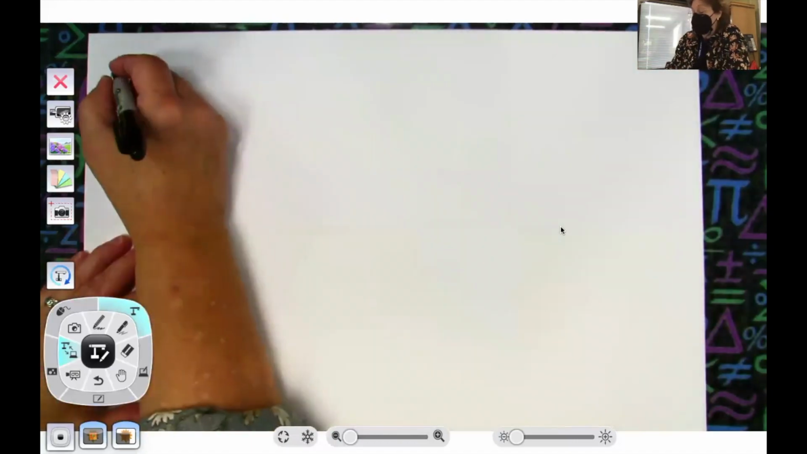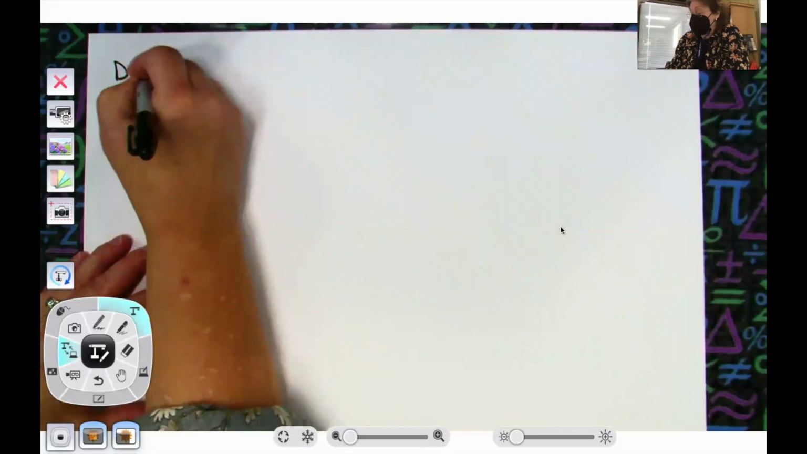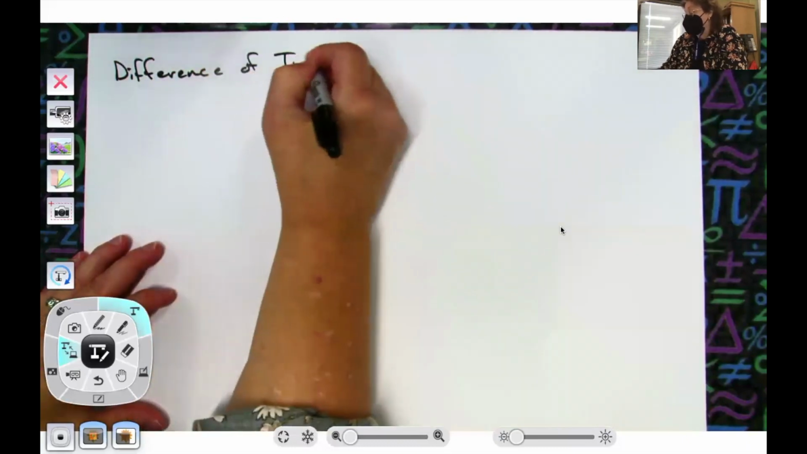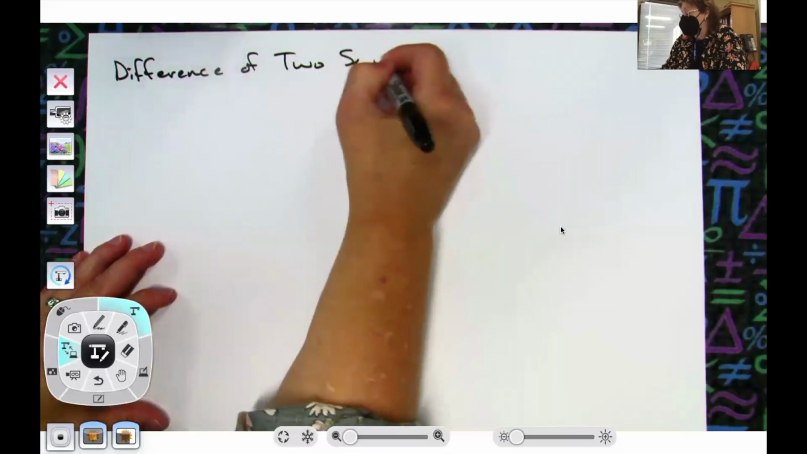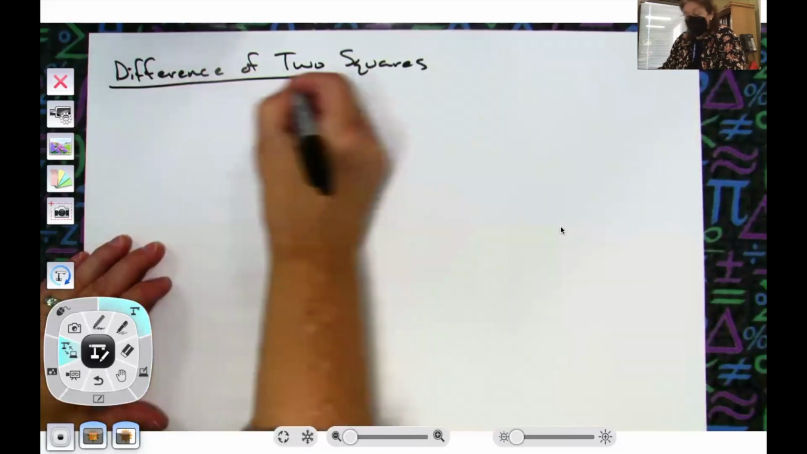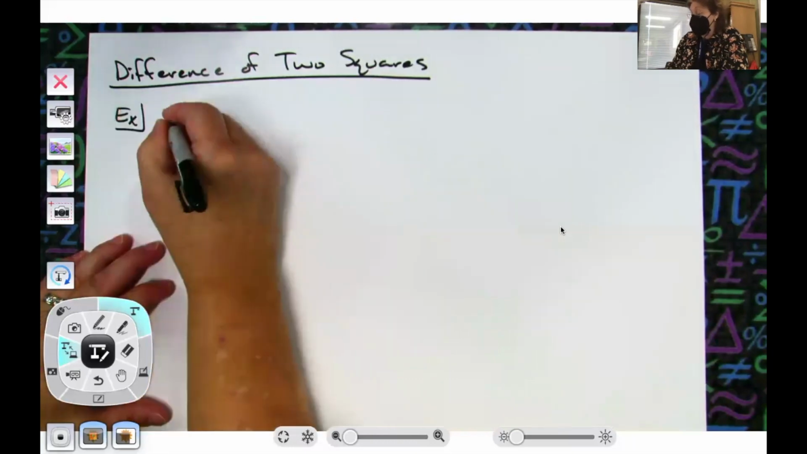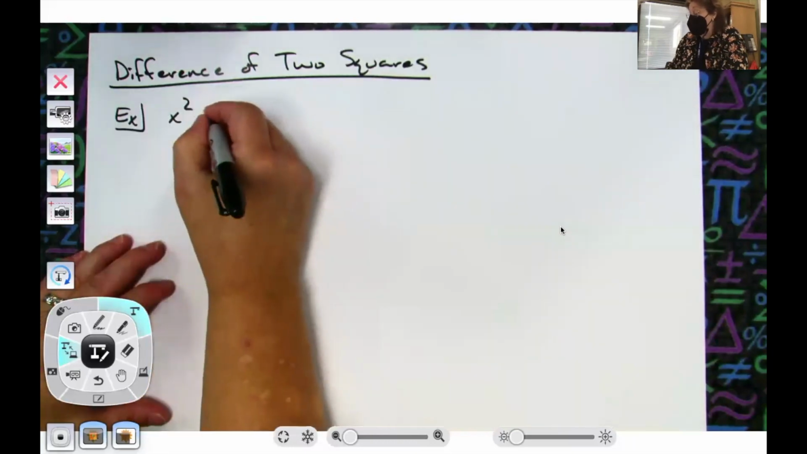Difference of two squares is pretty common. You did really easy ones probably in Algebra 2. We'll start out with an easy one and then work our way up. Maybe like an x squared minus 36.